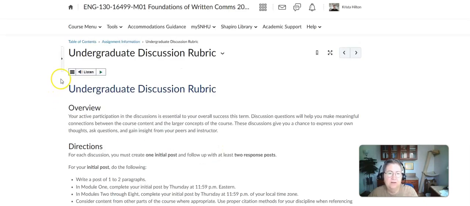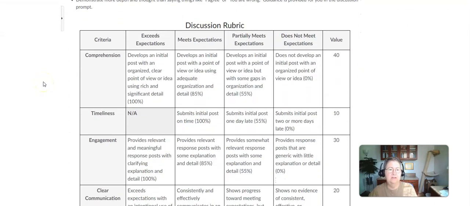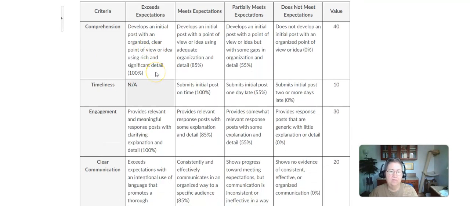And then finally, as I said before, you need to take a look at the discussion rubric. The discussion rubric never changes, but it's always a good idea to reread the exceeds expectations column for the criteria to see if you're doing what it takes to exceed expectations and earn full points and benefit completely from the things that are being learned and practiced in this discussion.